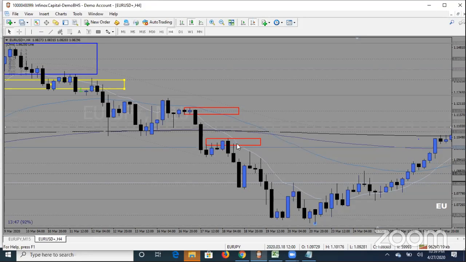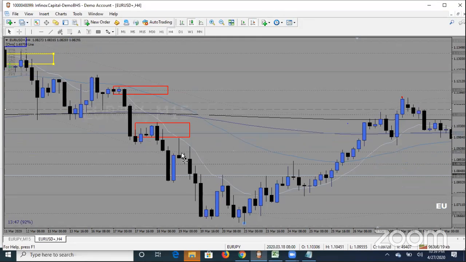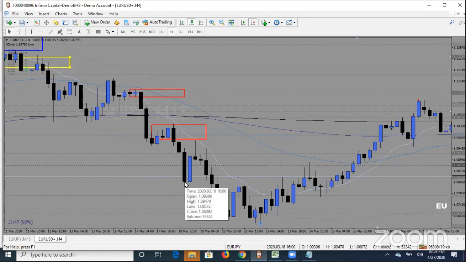Then we had another order block here, right? We'll be waiting for price to trade into the order block and give us a reason to sell. And that was exactly what happened. Price traded into the order block and gave us a reason to sell. Then this was a low. Price traded back again to retest that same order block and gave us even a much lower low.